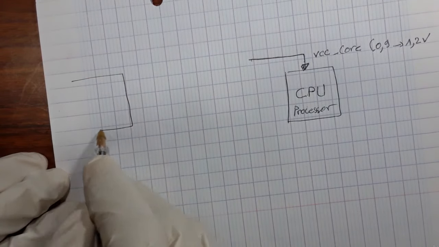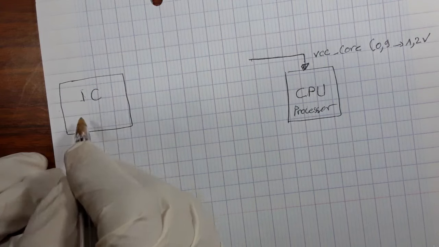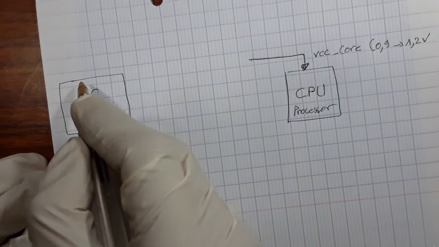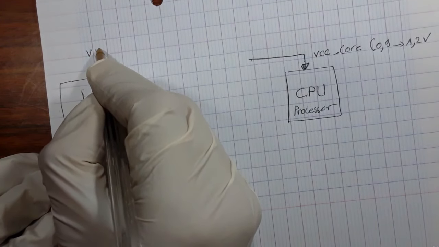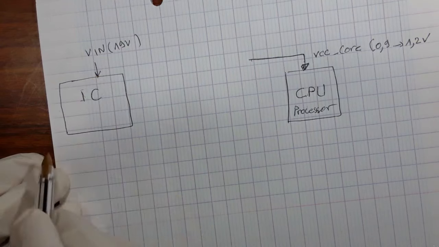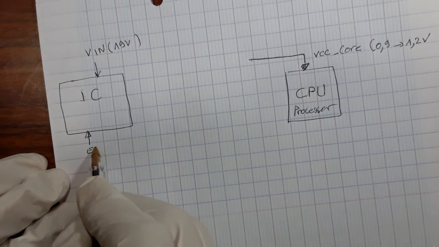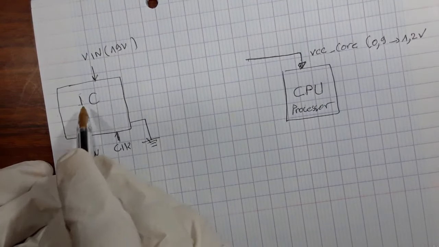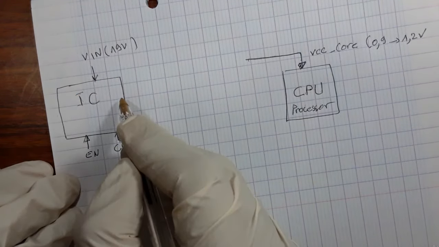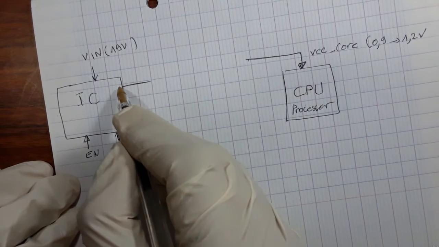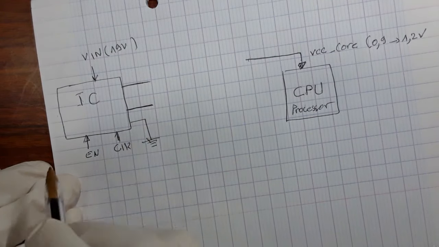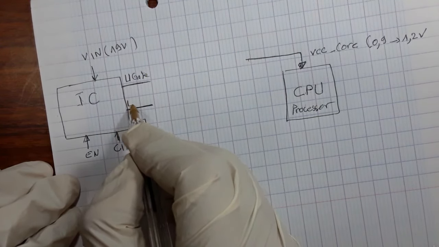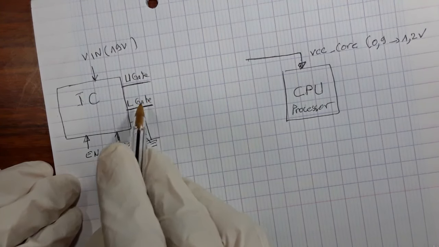As you see, this is the CPU IC that generates this voltage. But in order to generate this voltage, there are many steps. This IC should be powered by VIN, about 19 volts. Then we have some signals like enable, and also clock, and of course a ground. When this IC is powered up by 19 volts, it generates control signals. This is the first control signal and this is the second. The first goes to the up gate, and the second goes to the low gate, meaning the gate of the MOSFET.